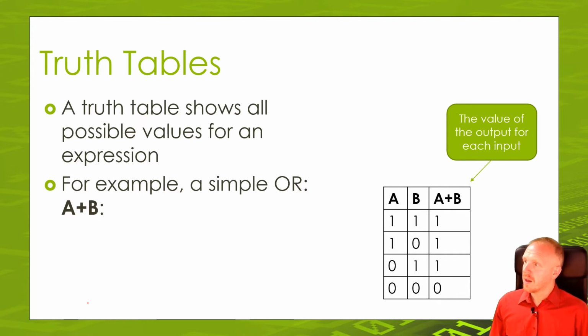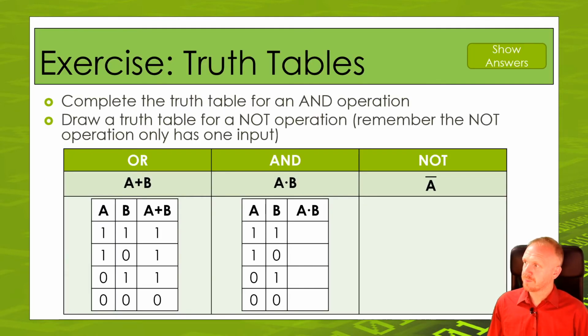Okay, so that's a truth table. That shows us every possible state this expression can be in. So a task for you: can you also do a truth table for an AND operation and a NOT operation? For the AND operation, I've drawn out the table but not filled in the last column. For the OR operation, for the NOT operation, I've not even drawn the table at all. I want you to draw the table, but think carefully about it.